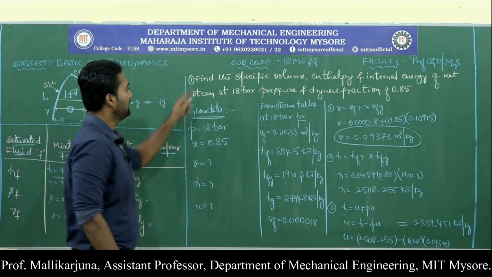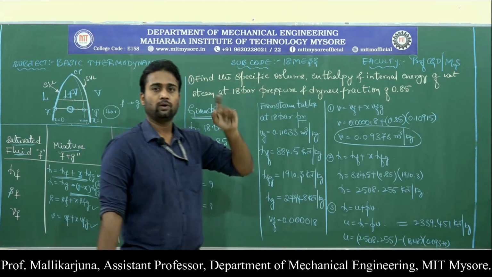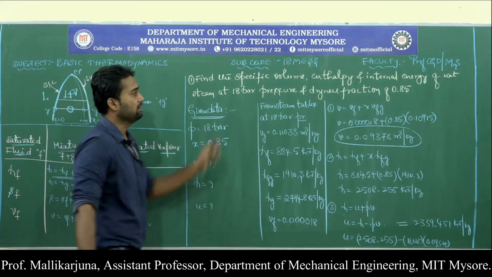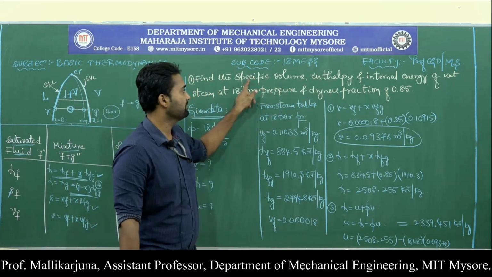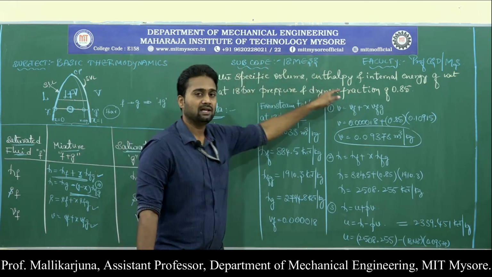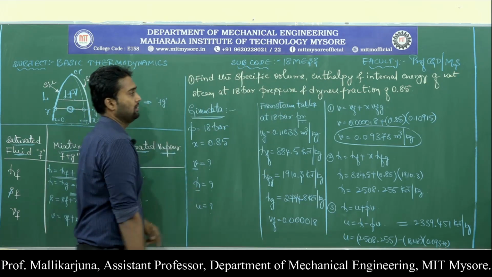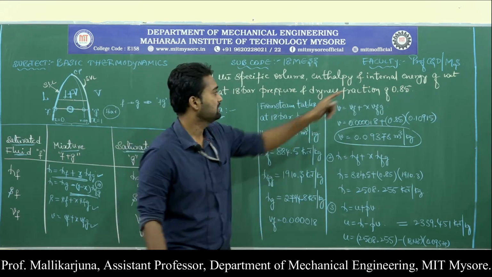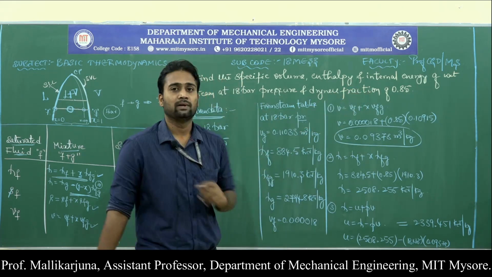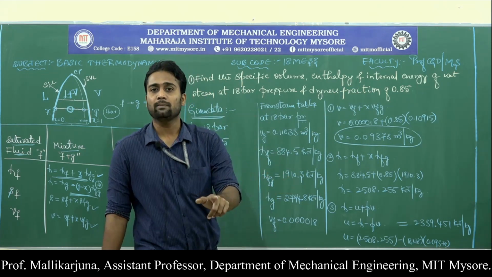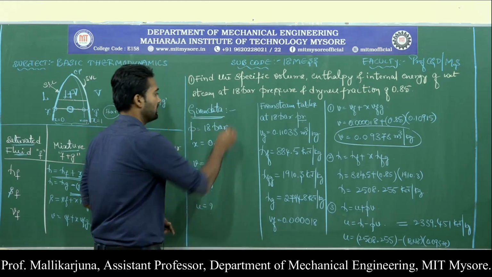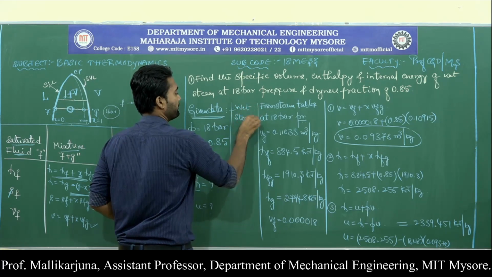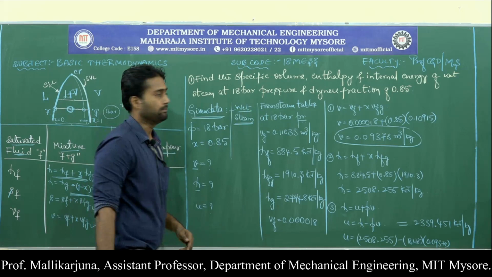The first problem says, find the specific volume. What is the specific volume denotation? It is nothing but V, small v. Enthalpy here means specific enthalpy only. Specific enthalpy denotation is h. Internal energy: what is the internal energy of the given substance? Of wet steam. He is clearly mentioning the steam as wet steam. So, we are dealing with wet steam over here. Make sure we are dealing with wet steam.